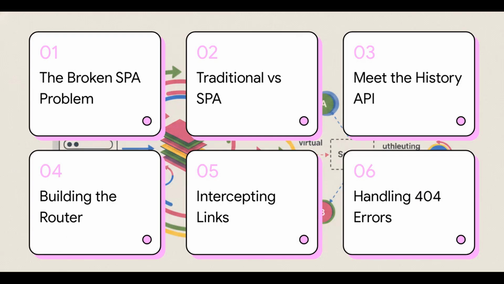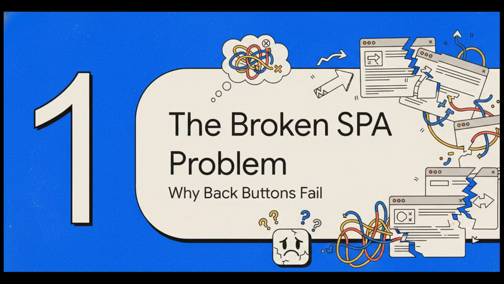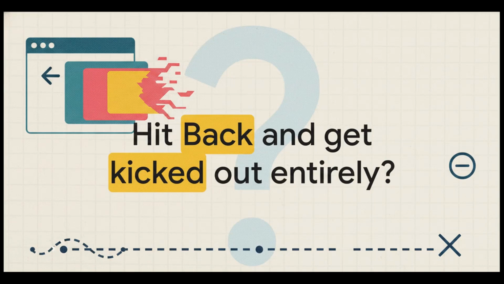Okay, quick look at our roadmap for today. We'll cover the broken SPA problem, traditional versus SPA navigation, the history API, building the router, intercepting link clicks, and finally, handling 404 errors. All right, let's jump right into part 1, the broken SPA problem, and exactly why the back button fails. Tell me if you've been here before.